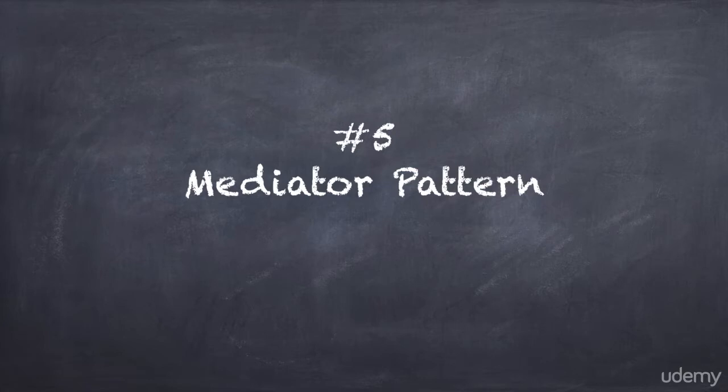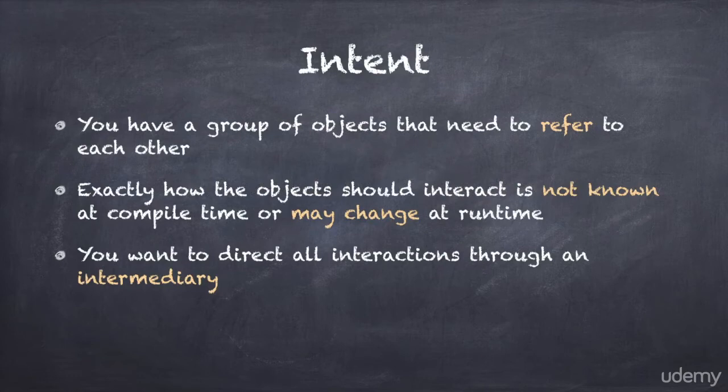I'll start with a quick summary of what we are trying to accomplish with this pattern. The mediator pattern is a good choice when you are trying to accomplish the following. You have a group of objects that need to refer to each other. Exactly how the objects should interact is not known at compile time, or it may change at runtime. You want to direct all interactions through an intermediary. Okay, let's go through the points one by one.